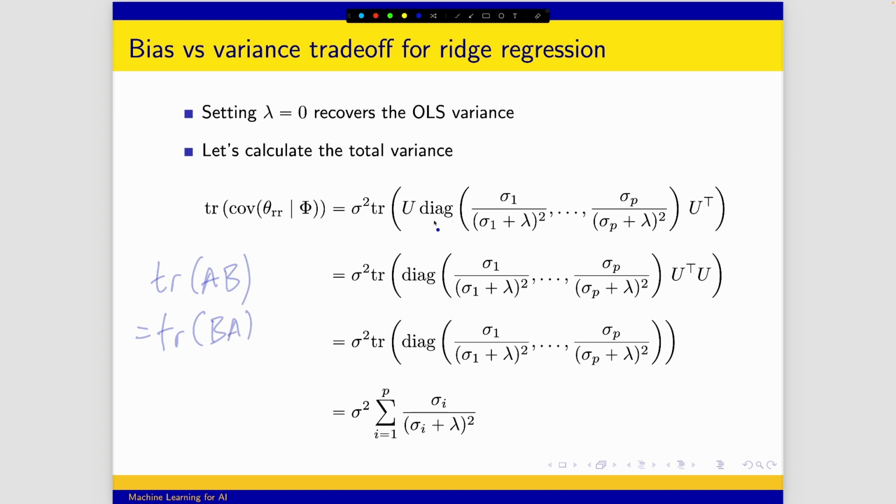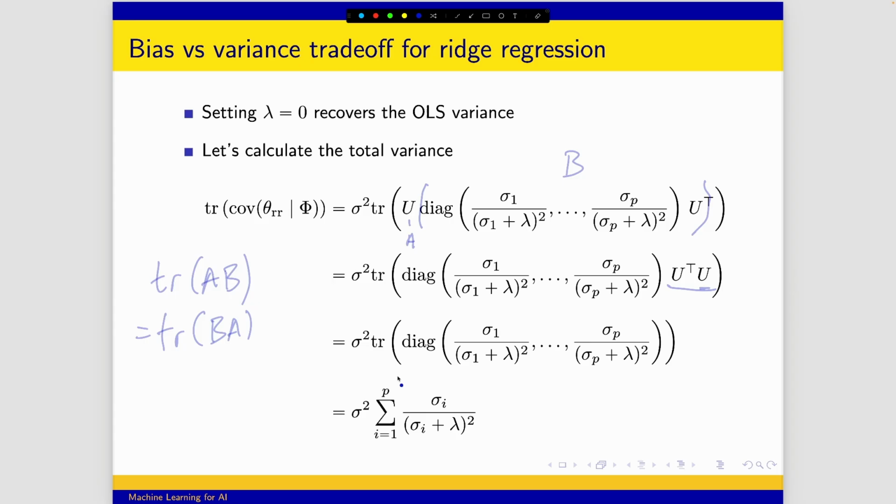Now, let's think of which way am I doing it here? So let me call this matrix A, U, and let me call this product B. So this is our A, and B is this diagonal matrix times the transpose of U. So this has to be equal to the trace of B times A. So we put A second here and B first. So these two matrices multiplied together is what I'm calling B. So that's how we get from here to here. But U transpose U is the identity. So we're left with this diagonal.